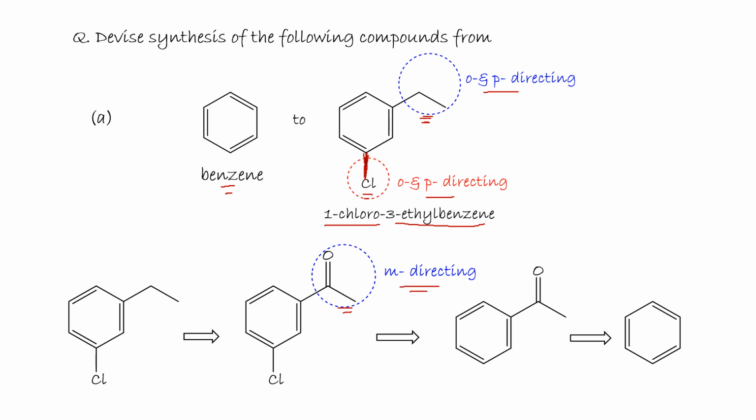meta-directing group. So we start with benzene, Friedel-Crafts acylation to give acetophenone. This group is meta-directing group. Chlorinate that to get the meta. Then we reduce this carbon double bond O to CH2, and we get the desired compound.